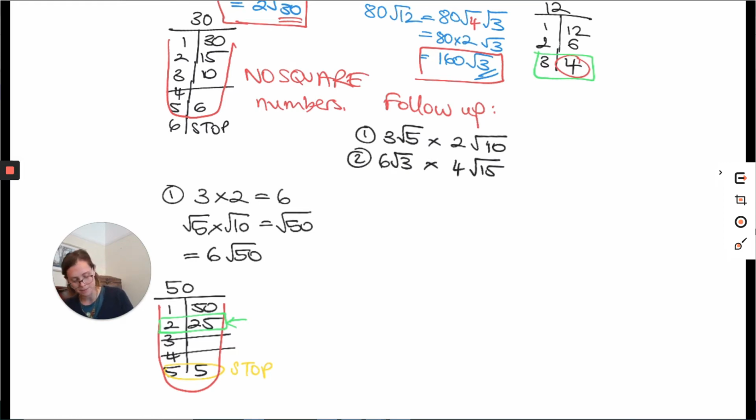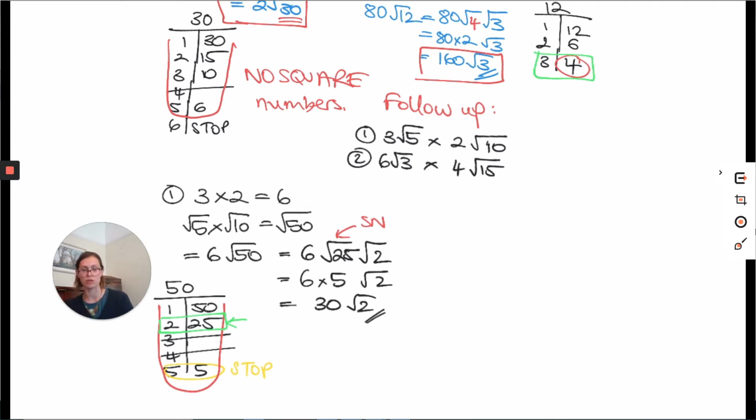So this becomes 6 root 25 root 2. Remember, the square number goes at the front, and the square number is going to drop out to become 6 times 5 root 2. So final answer here is 30 root 2. Okay, not 6 root 50. Let's look at that second question.